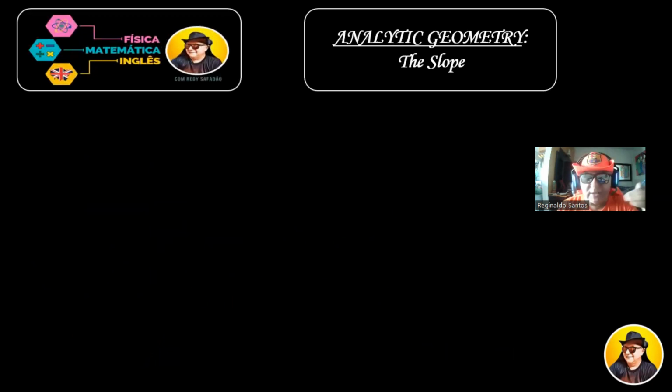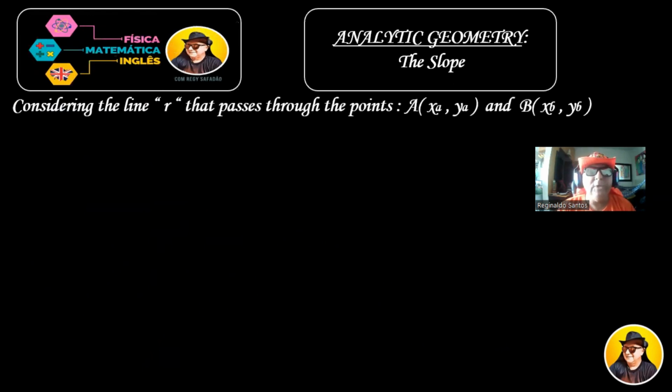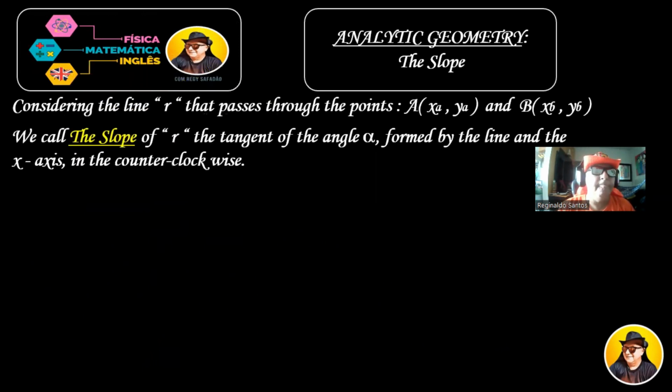So today we are going to keep on studying analytic geometry, talking about the slope. Considering the line R that passes through the points A and B, we call the slope of R the tangent of the angle alpha formed by the line and the x-axis in the counterclockwise direction.